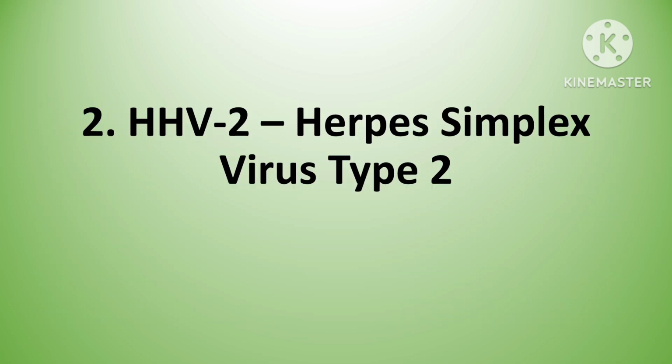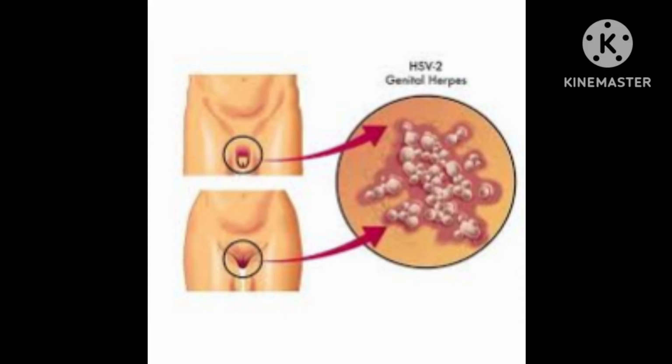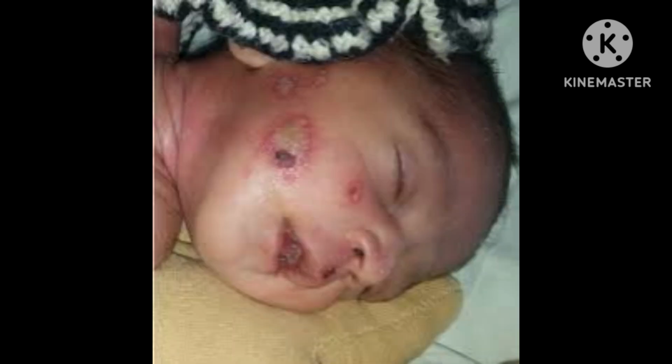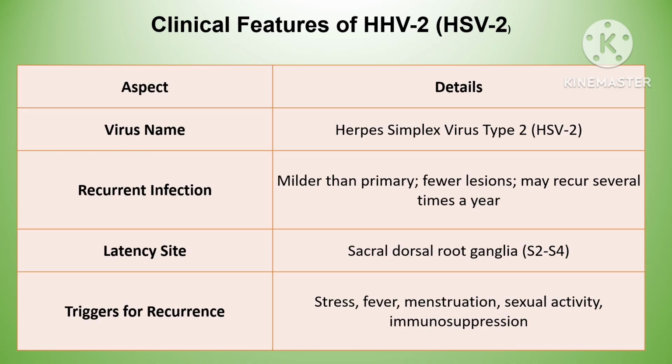HSV-2 mainly causes genital herpes, which appears as painful blisters or sores around the genital and anal areas. It spreads through sexual contact and can stay in the body for life, causing repeated outbreaks. In newborns, HSV-2 may also cause neonatal herpes, a serious condition passed from mother to baby during childbirth. It can also lead to herpes meningitis, especially in women. After the initial episode, HSV-2 becomes latent in the sacral nerve ganglia, staying dormant in the body. It can reactivate later, especially during stress, illness, and low immunity, leading to recurrent outbreaks.